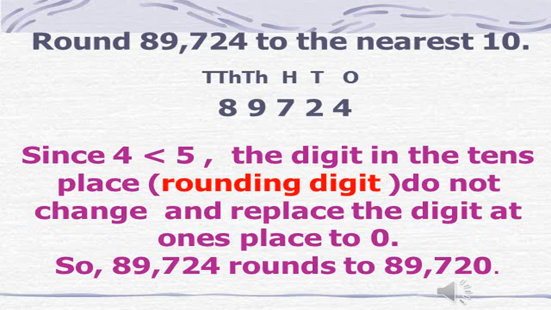So here 89,724 rounds to 89,720. You can see here, children, the tens digit, we did not change the digit, and in ones place we have replaced it with 0.